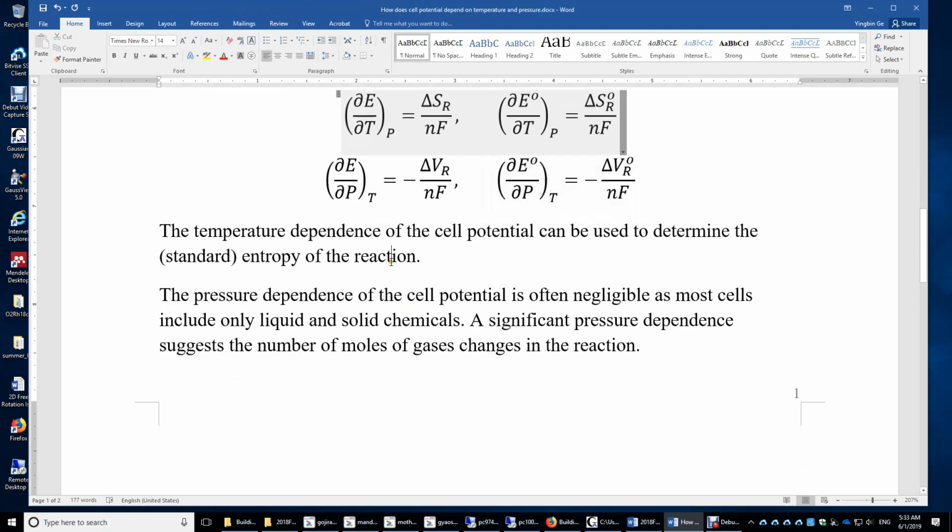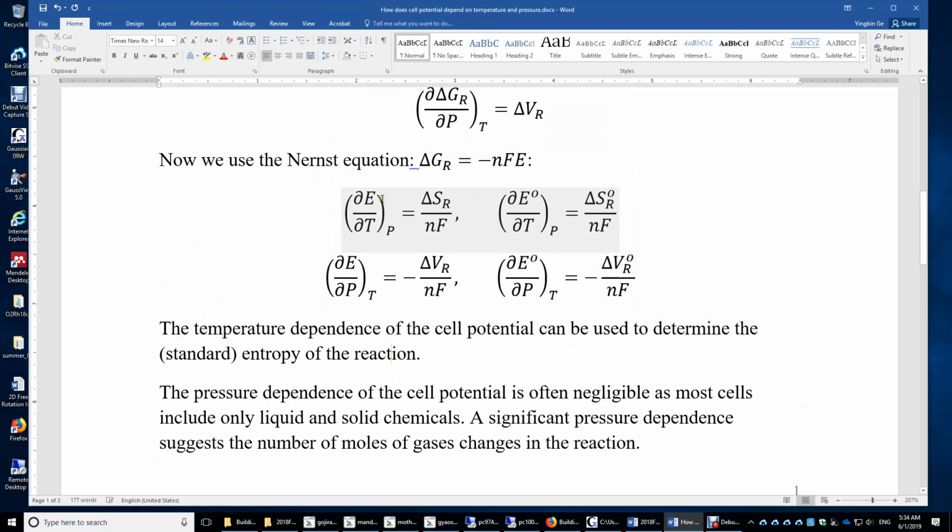The temperature dependence of the cell potential: how does the cell potential depend on temperature? We can use this to determine the standard entropy of the reaction. And also, if we know how the standard cell potential depends on pressure, we'll be able to get the change of the volume in the reaction.